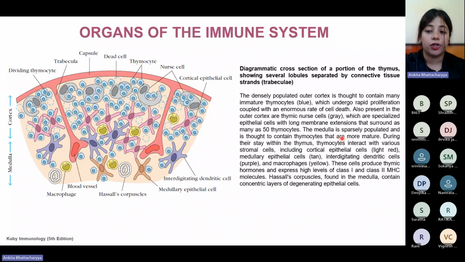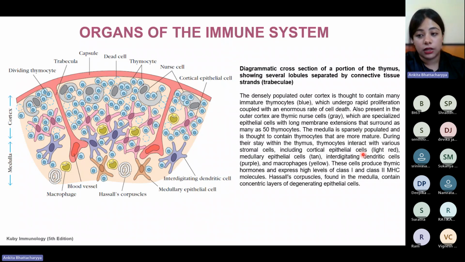On the other hand, when we talk about the medulla, it is relatively much more sparsely populated and is thought to contain thymocytes that are more mature. So the outer side has immature thymocytes. On the other hand, the inner side is not as densely populated with cells, and it contains more mature thymocytes for that matter.